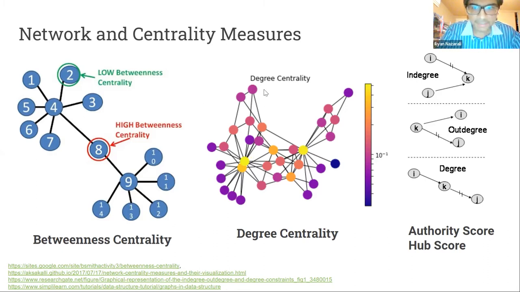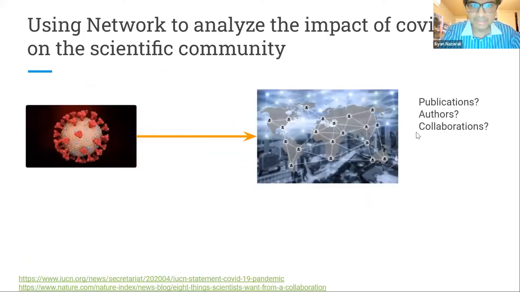And the third feature comprises your authority score and your hub score, which is the hub centrality. Authority score and hub score are basically the in degree of a particular node and the out degree of a particular node. The in degree of this node K is 2 because in degree measures how many nodes, in this case I and J, are pointing towards this particular node. And out degree measures the exact opposite.